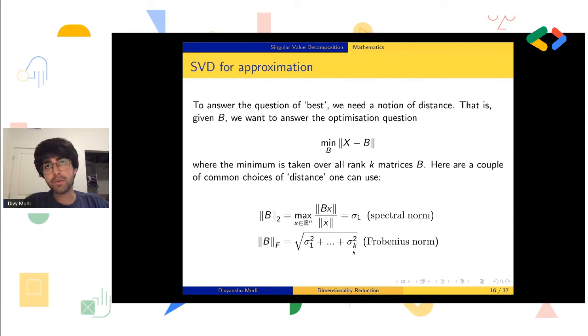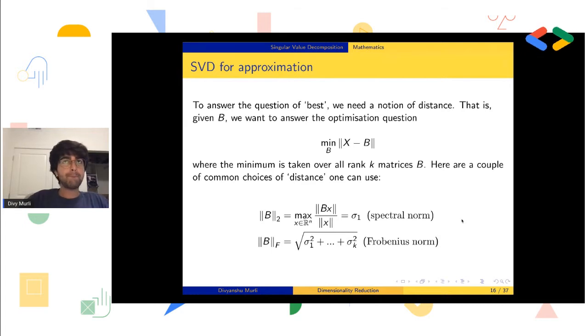It can be written as the square root of the sum of the squares of all the singular values. But it can also be written another way: the Frobenius norm is just the sum of the squares of all of the matrix elements, then take the square root of that. And you can show that this is equivalent to taking the sum of the squares of the singular values and taking the square root. So these are two notions of distance, and either one works. There are others too, but these are just two examples of defining distance.